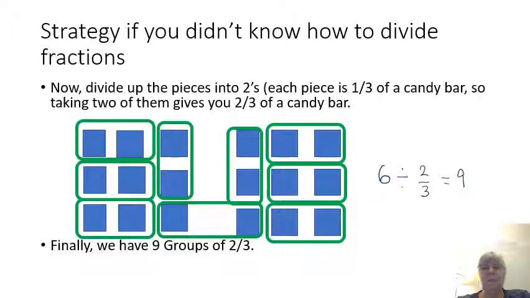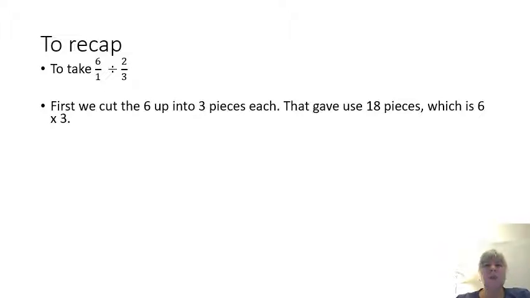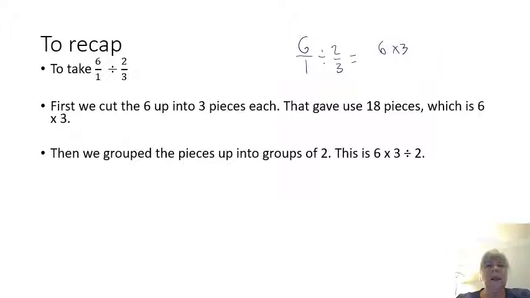So let's recap. To take 6 over 1 divided by 2 over 3, 6 divided by 2/3, first we cut the 6 up into 3 pieces. So 6 over 1 divided by 2/3 equals, we took the 6 times 3, that gave us 18 pieces, and then we divided by 2 over 2. So I can think of this as 6 over 1 times 3 over 2, and notice that 3 over 2 is the reciprocal of 2/3.